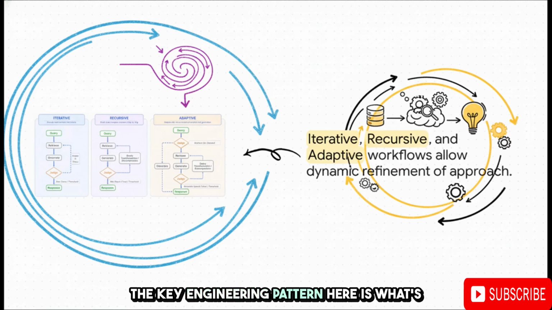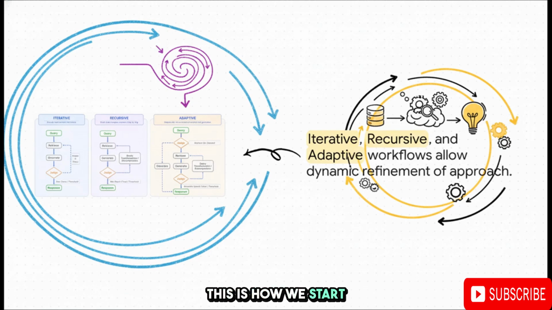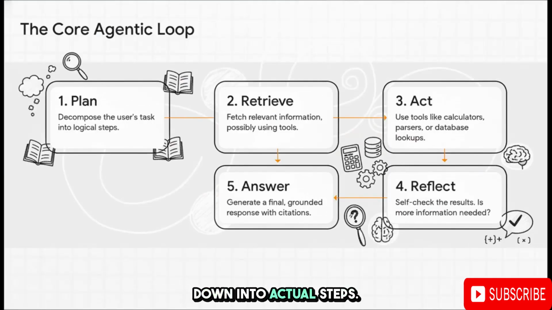The key engineering pattern here is what's called a hierarchical retrieval interface. This lets the agent make smarter, scaled decisions, choosing between a broad, shallow search or a deep, narrow dive when it needs to. This is how we start to handle real-world complexity. So let's break that loop down into actual steps.